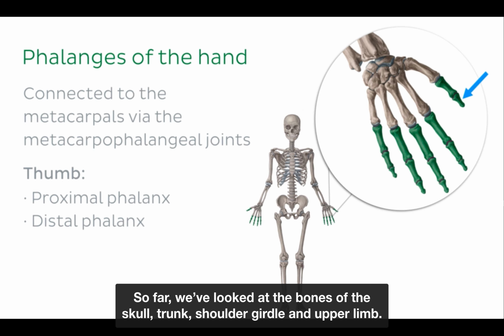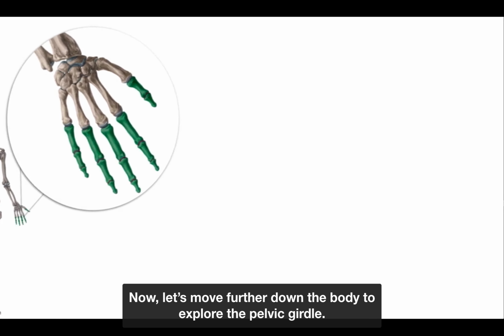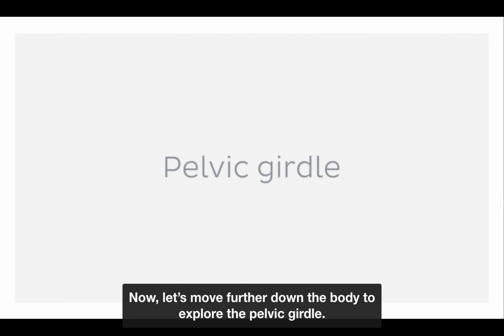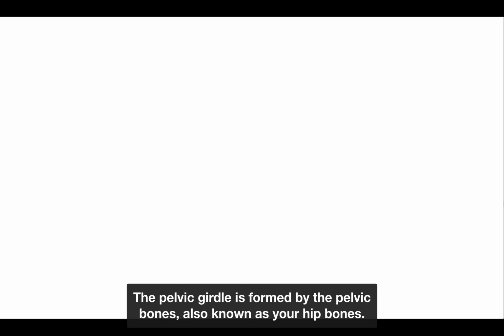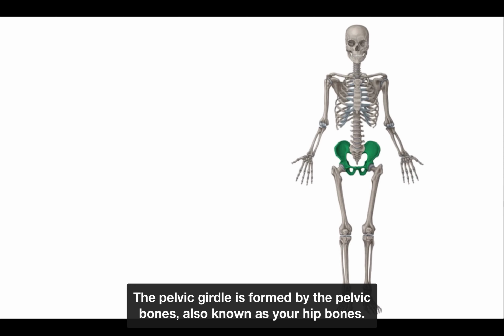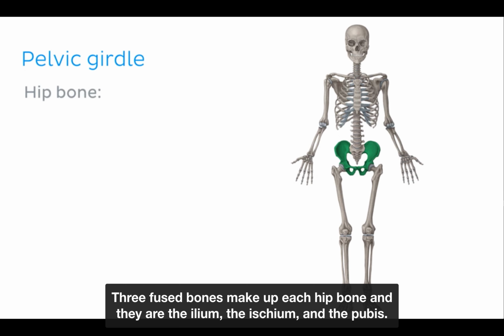So far we've looked at the bones of the skull, trunk, shoulder girdle and upper limb. Now let's move further down the body to explore the pelvic girdle. The pelvic girdle is formed by the pelvic bones, also known as your hip bones. 3 fused bones make up each hip bone, and they are the ilium, the ischium, and the pubis.